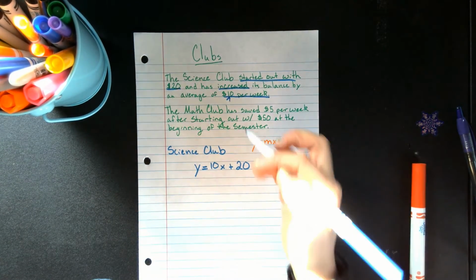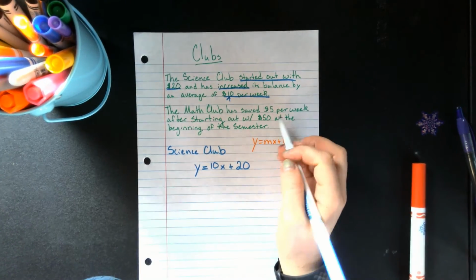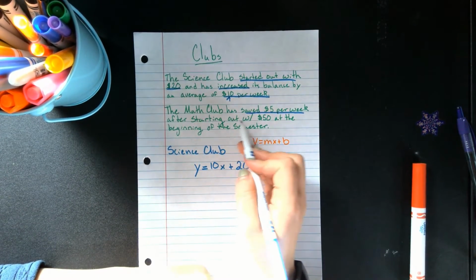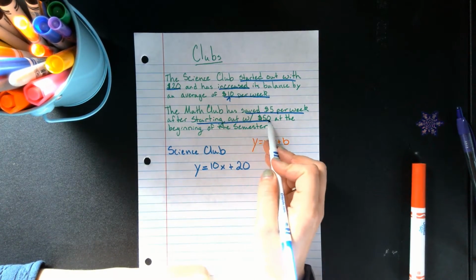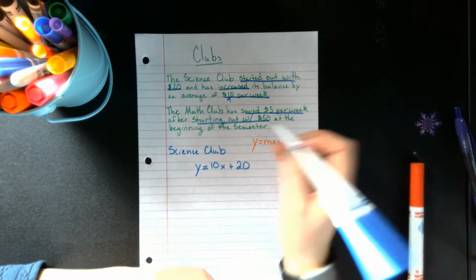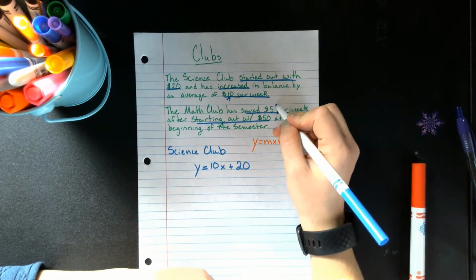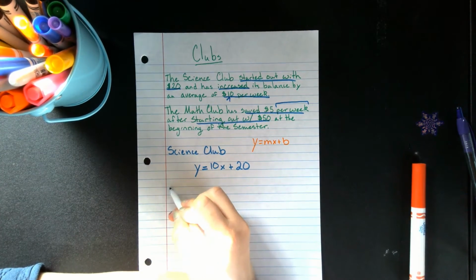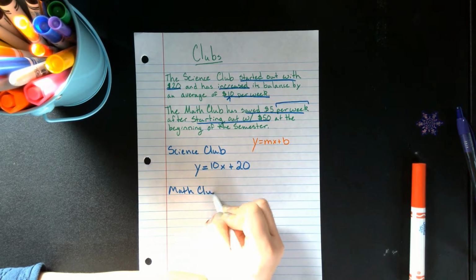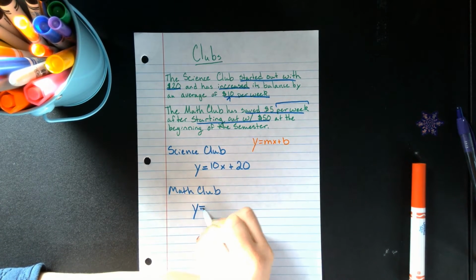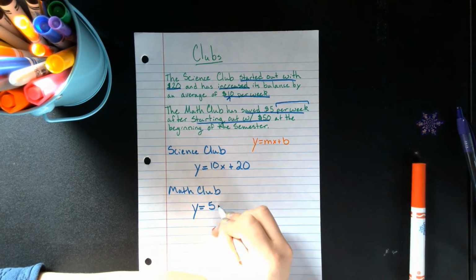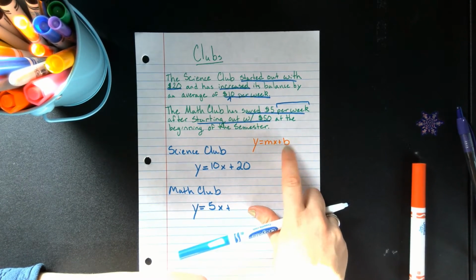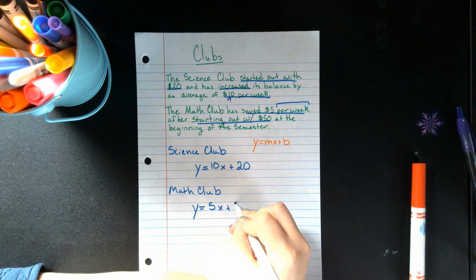Looking at the math club, it said that they saved $5 per week after starting out with $50 at the beginning of the semester. This per week is really important because it means that it continues to gain $5, right? So for the math club, its growth is going to be 5 because of that per week. And then it says they started out with $50 at the beginning of the semester. So that means our starting out, our b, is 50.